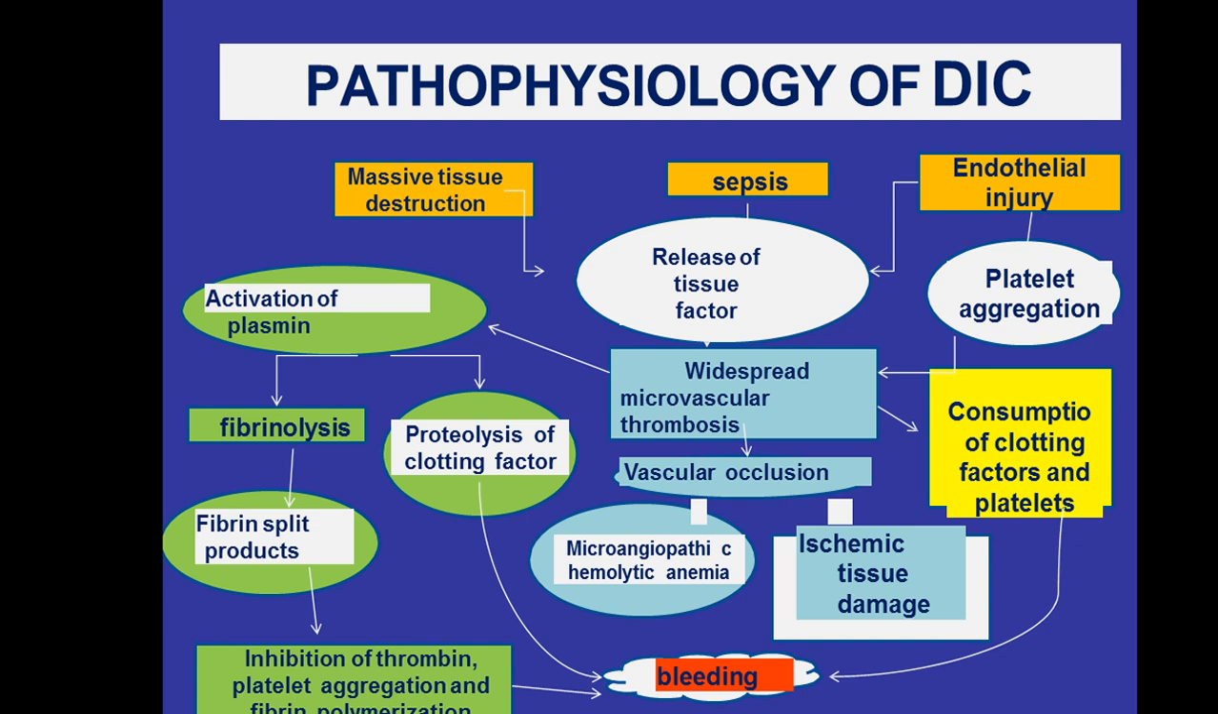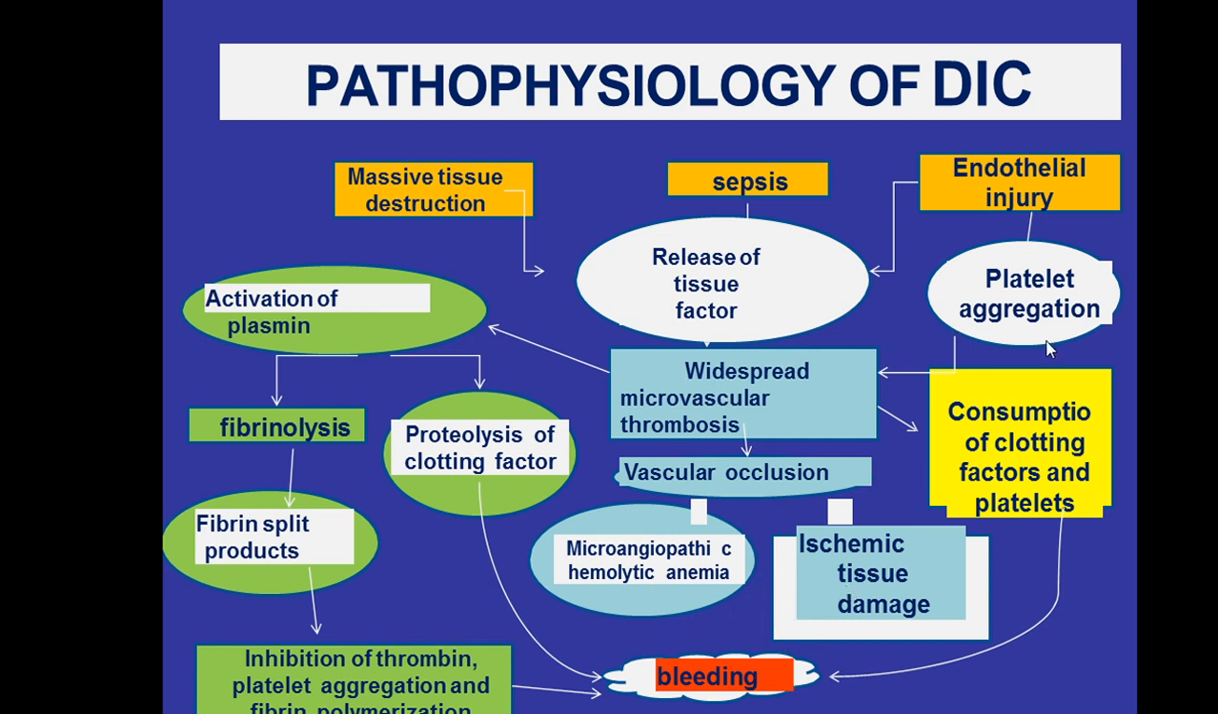Here is the pathophysiology of DIC, and you see here how disorders like sepsis, endothelial injury, and massive tissue destruction can all result in the release of tissue factors and cause platelet aggregation, which causes formation of clots and widespread microvascular thrombus. Widespread microvascular thrombus can result in vascular occlusion and cause ischemia and tissue damage.